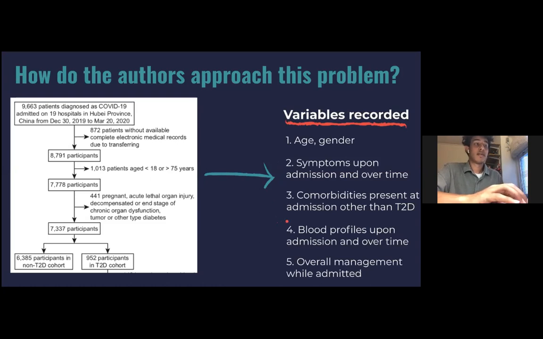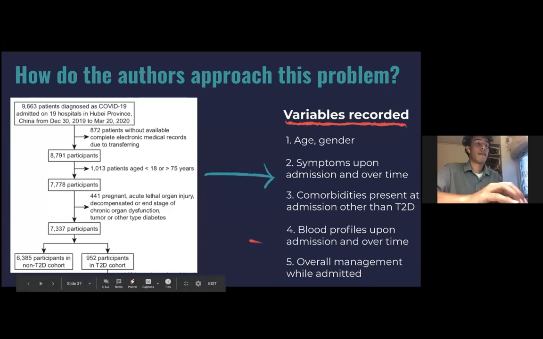And blood profiles are basically like your blood work. So they were just looking for things in the patient's blood which were relevant to the study. For example, they were looking for glucose concentrations or insulin concentrations, stuff like that. And lastly, they collected the overall management of each patient while admitted. What management means is basically any medical intervention that any patient had to undergo. So that could have been things like administration of certain medicines to the patients, or the use of some medical instrument like a ventilator.